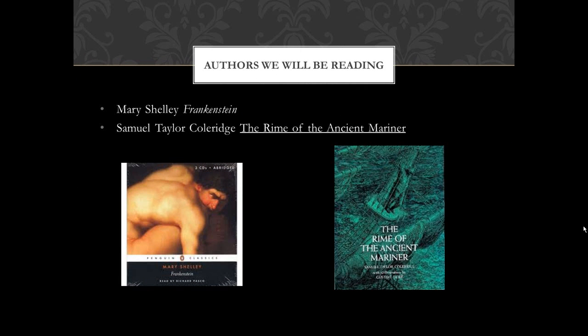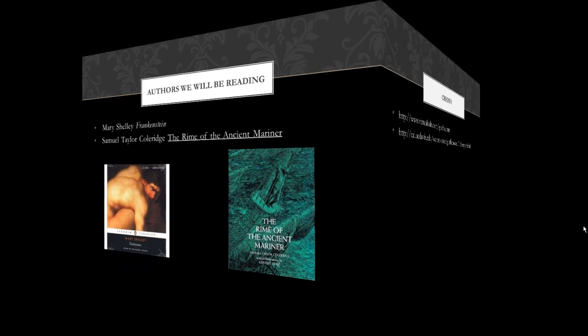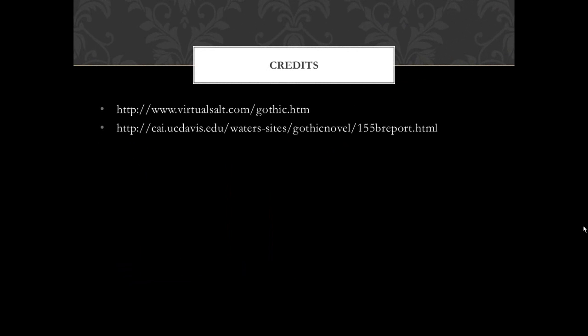The authors that we will be reading in the next couple weeks are Mary Shelley, who wrote the novel Frankenstein, and Samuel Taylor Coleridge, who wrote The Rime of the Ancient Mariner. Throughout both of these stories, you will feel the imminent danger and the stock characters of villains and distressed females. Let's get started on Gothic literature.